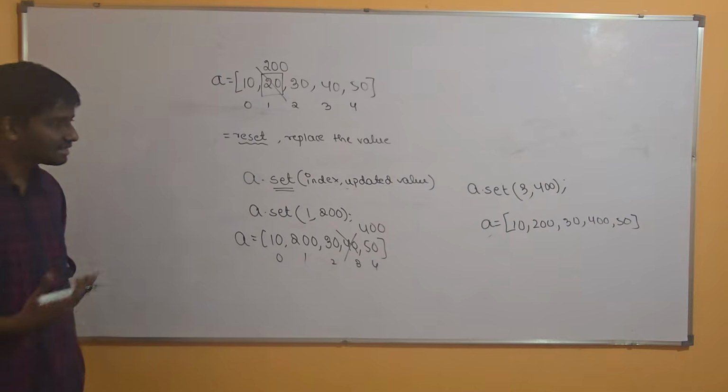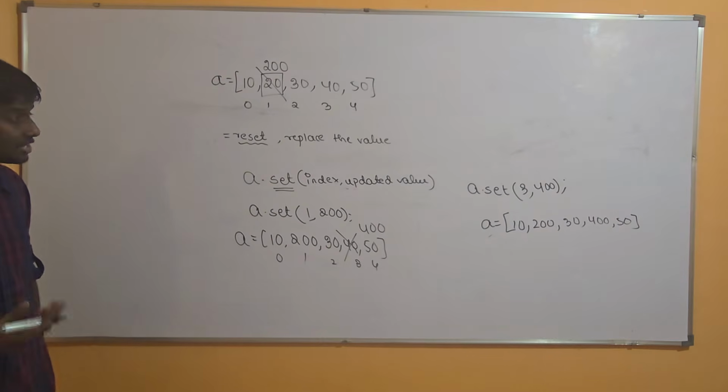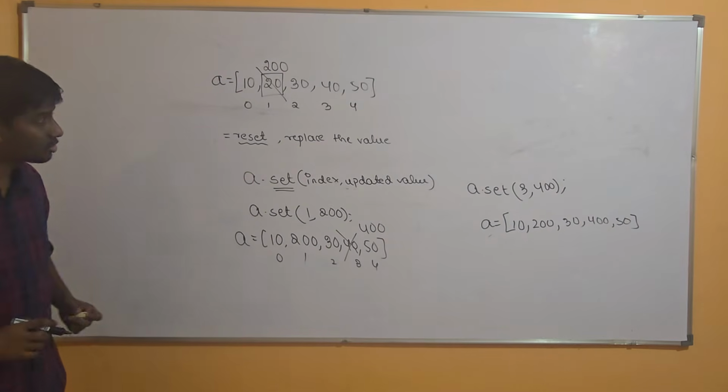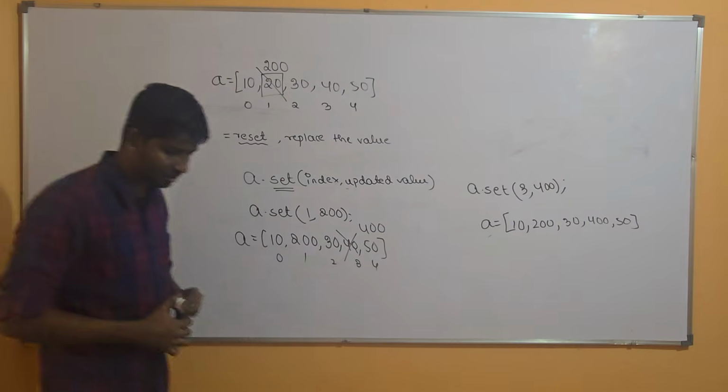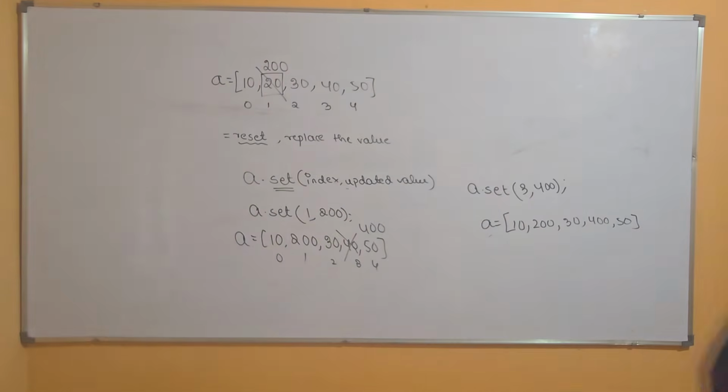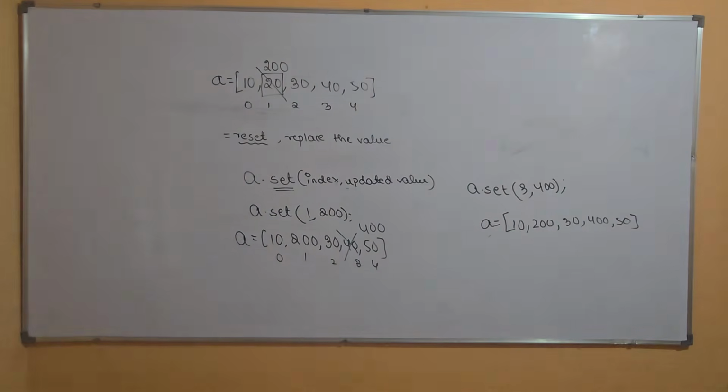As simple as that. This is your fourth method, I guess. That is your set method. I hope this method is also clear. Yes? Copy this down. Okay. Now the next method.